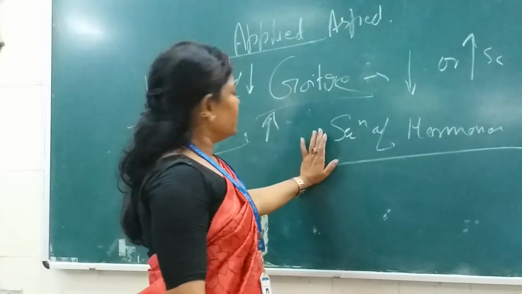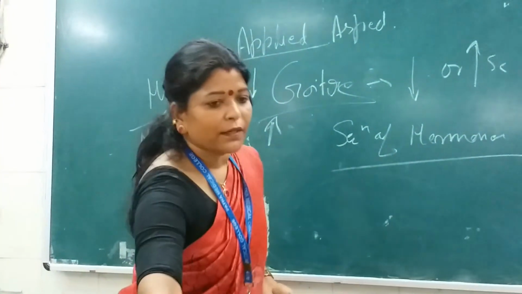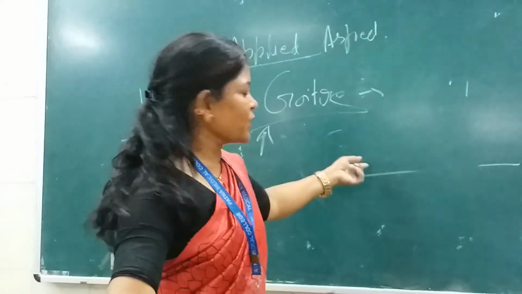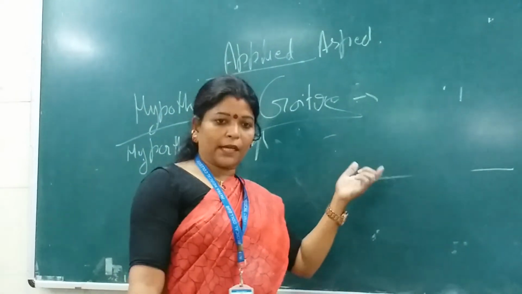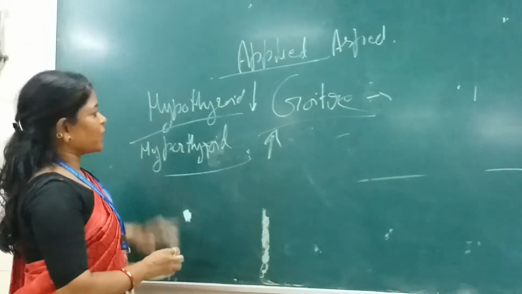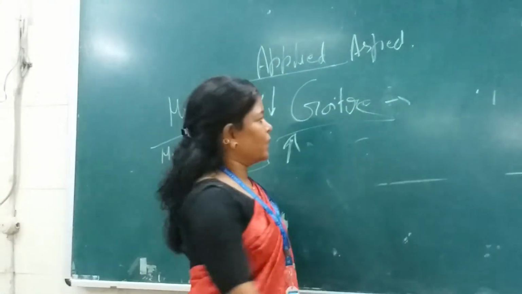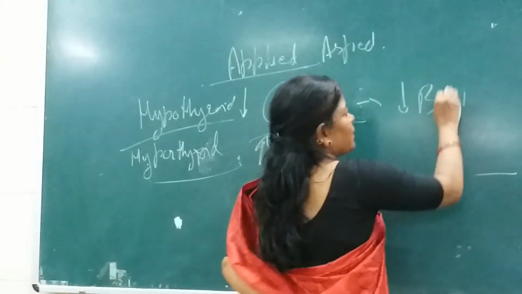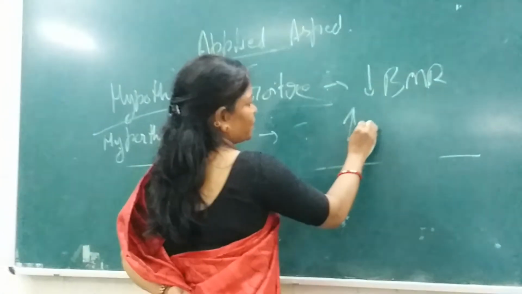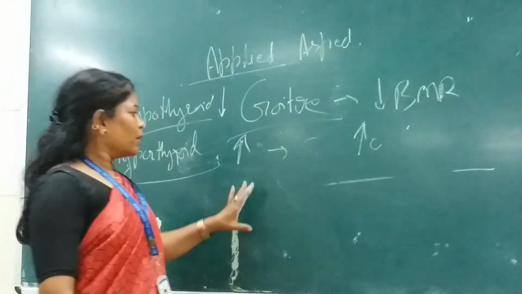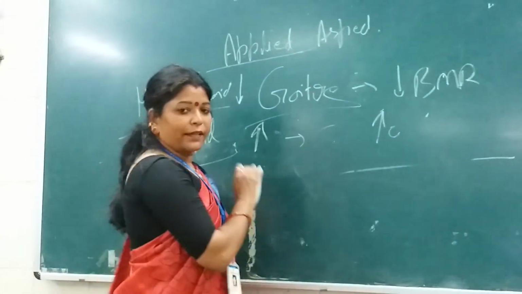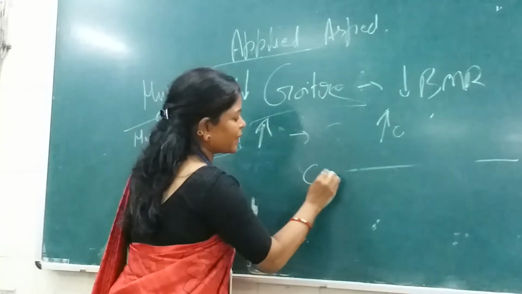When you test the thyroid profile, you will see whether it is hypothyroid or hyperthyroid. In the introduction we have said that the basal metabolic rate of the body is regulated here. So in the hypothyroid, will it be increased or decreased? Decreased BMR, basal metabolic rate. In the hyperthyroid, it is increased BMR. Okay. Hypothyroid in children has a specific name, cretinism.